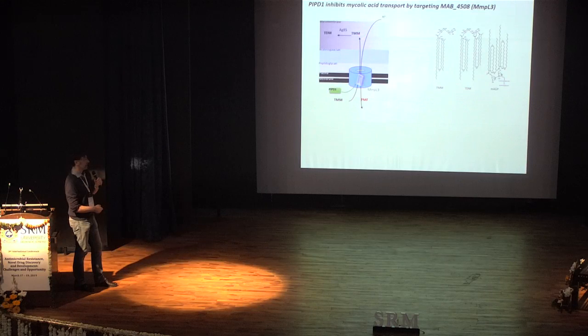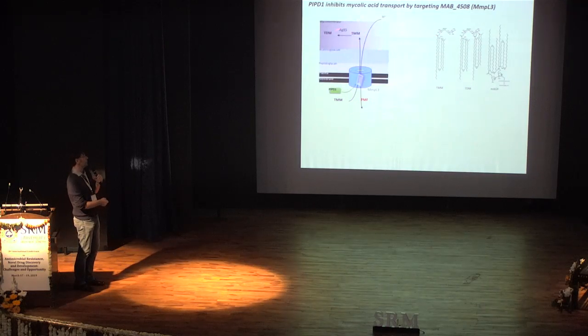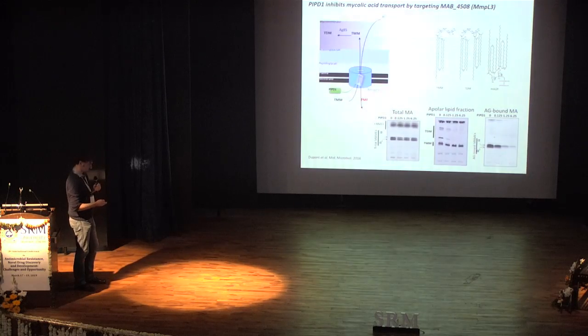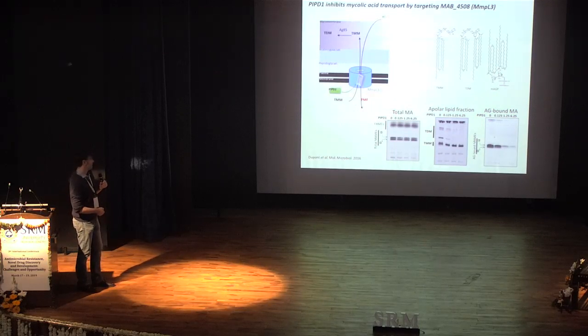which is then taken up by the antigen 85, which is a mycolate transferase that converts TMM into trehalose dimycolate, shown here, and also through arabinogalactan to produce mycolylated arabinogalactan. So to prove this, what we did, we labeled M. abscessus cultures with C14 acetate and in the presence of increasing concentrations of PIBD1.